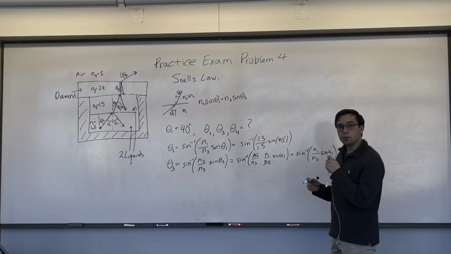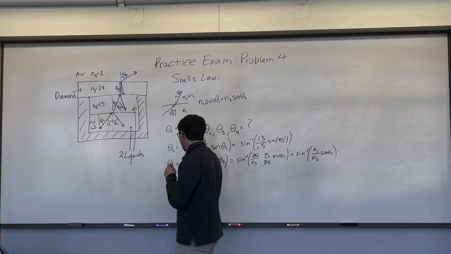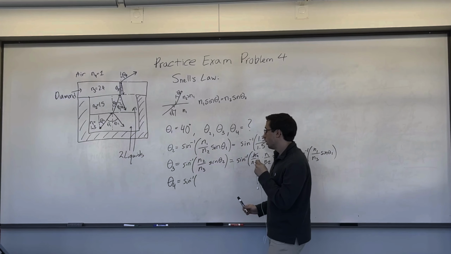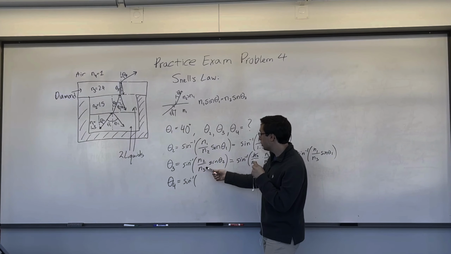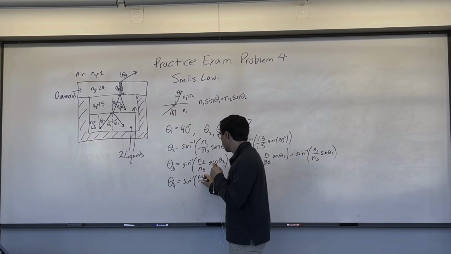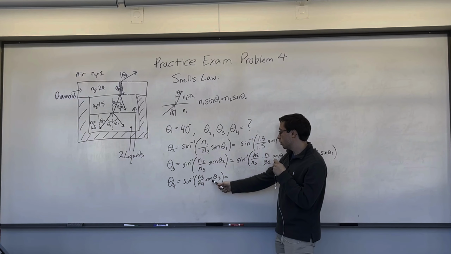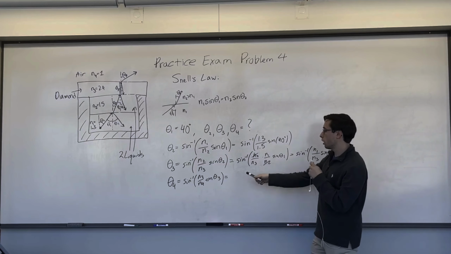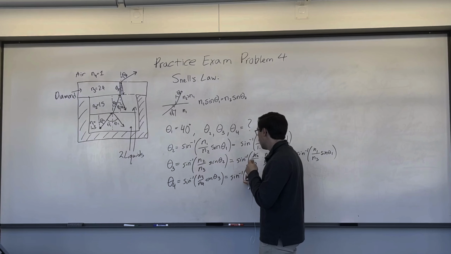Okay. And finally, we'll get a similar idea with theta 4, where now we're going from our interface 3, our material 3, which is diamond, to air. So I'll write that out. And I'll use the same trick where instead of taking our value of theta 3 and plugging it in, I'm just going to use the expression we derived. And you'll see why.